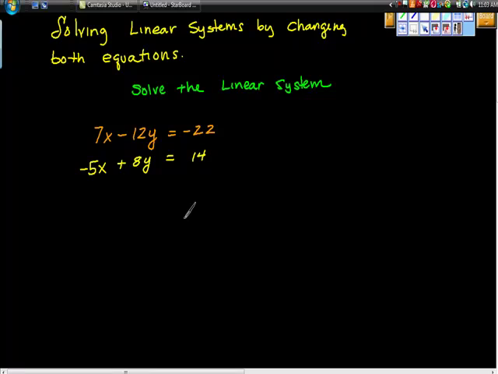Hi, today we'll be solving linear systems by changing both equations. Solve the linear system. Okay, I think I'll take it from here. So here we go.